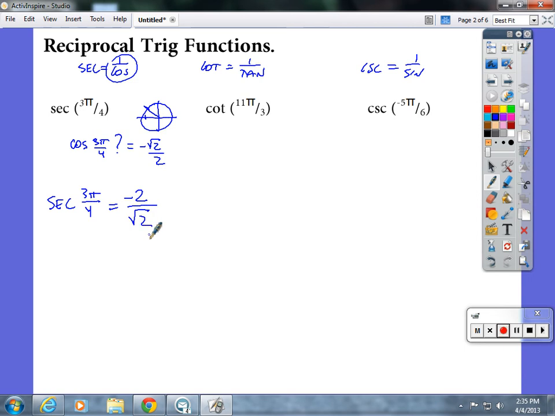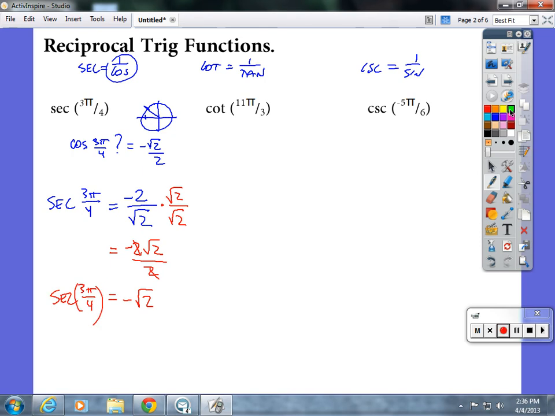Now that'll get you some credit on a quiz or a test, but not full credit. Full credit, we would have to rationalize that denominator by multiplying by root 2 over root 2. So the actual secant here, we'd have negative 2 root 2 over 2. And here the 2's cancel, so we end up with negative root 2. So the secant of 3 pi over 4 ends up being negative root 2.